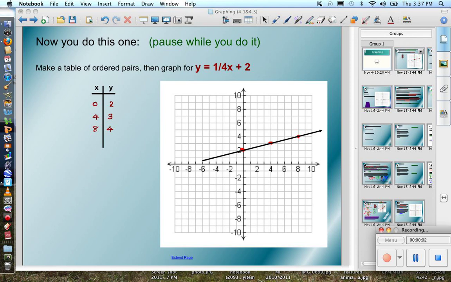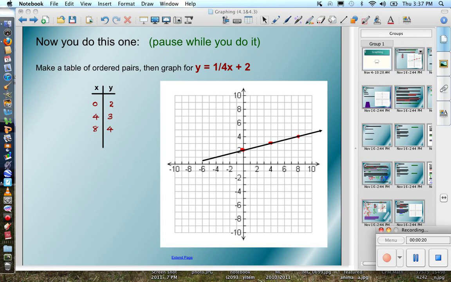Okay, so this is graphing. I think it is part 3. So you were supposed to graph this equation, and I would have chosen 0, 4, and 8 as my x values since my x was being multiplied by 1/4. You didn't have to, but that's what I chose.